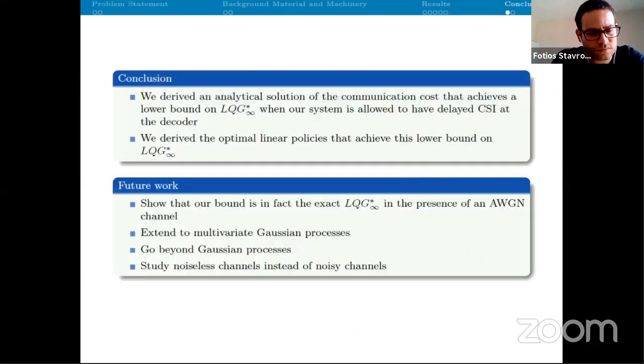To conclude, we derived an analytical solution on the communication cost that achieves a lower bound on the linear quadratic cost when the decoder in our system is allowed to have access to some delayed causal side deformation. We derive the optimal linear time invariant policies that achieve this lower bound. As an ongoing research, we will show that our bound is achievable. We will extend our framework to multivariate Gaussian and non-Gaussian processes and study noiseless channels instead of noisy.